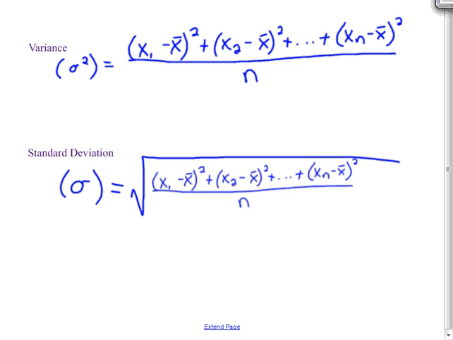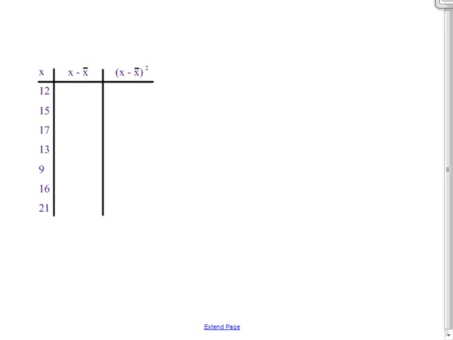So what we are going to do is calculate the standard deviation for this set of data. Now, you're going to practice mean, median, mode, and range on your own. I'm not going to go through those, but we're going to go through the new one, which is the standard deviation.